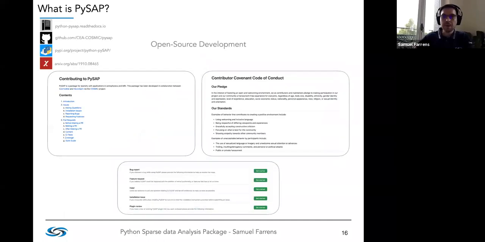Okay, so I think the most important aspect that I wanted to get into is that PySAP is a fully open source environment. So we have a full set of contribution guidelines explaining how to contribute to the package, what we expect from a developer in order to get something added to PySAP. We have a code of conduct to ensure that it's a safe and respectful environment for all of the people working in PySAP. And we also have special issue templates to try to help all the users get the right answers that they need to their questions.